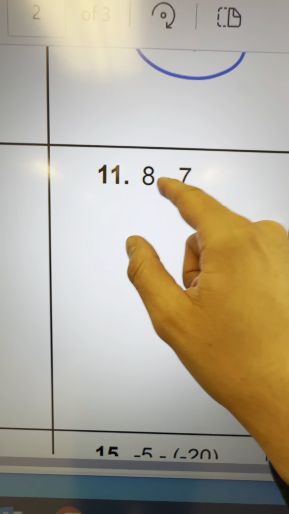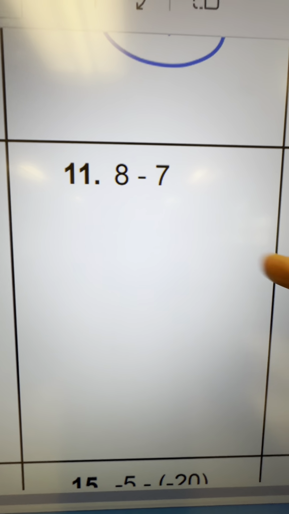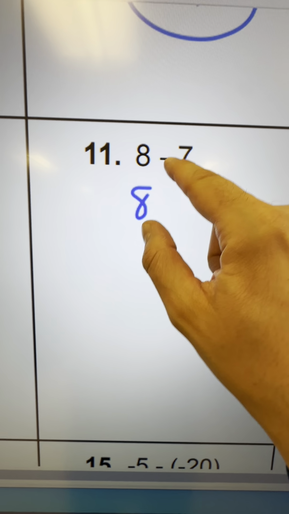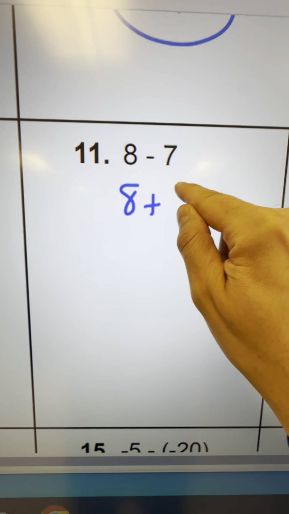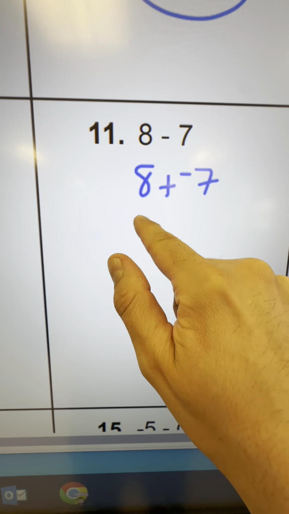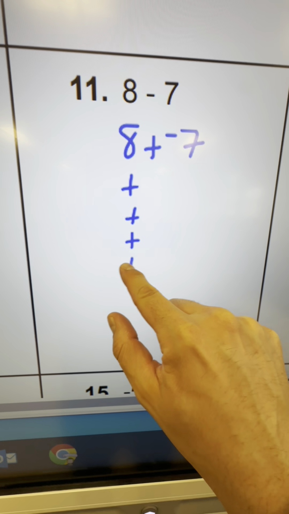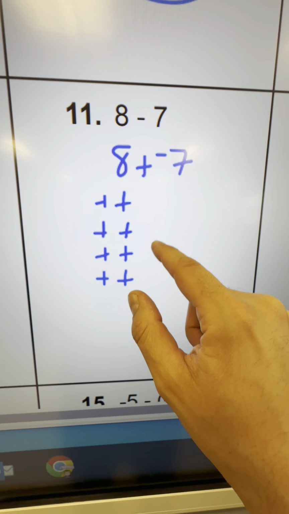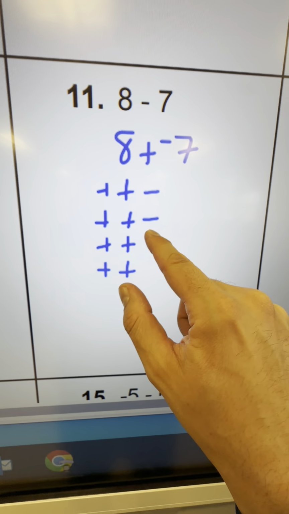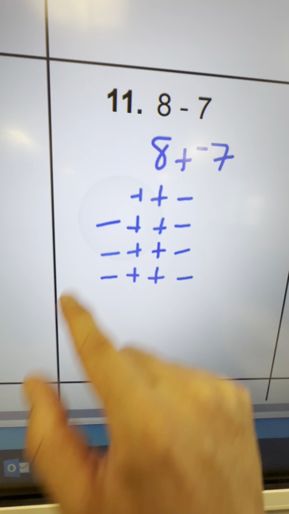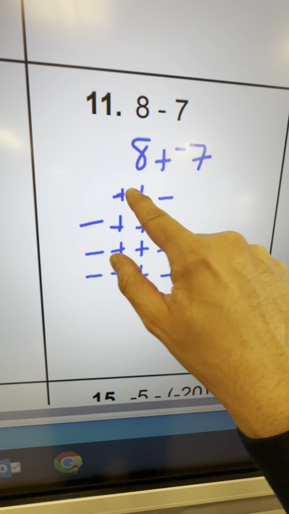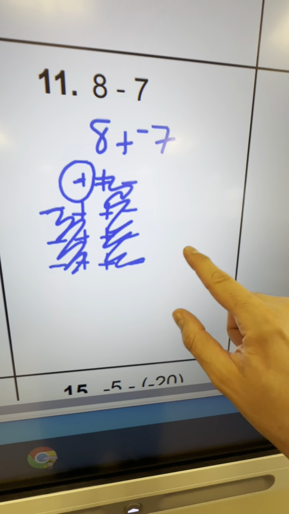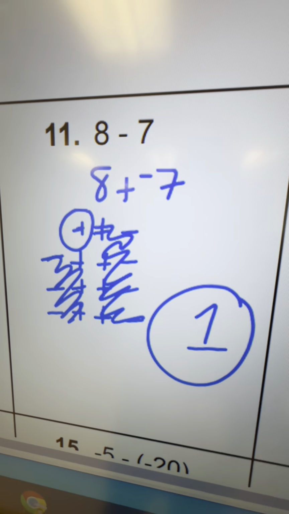All right, this next one, 8 minus 7, is pretty obvious. The answer is 1. But just to keep in the spirit of practicing rewriting as addition, keep this, change this, and change that to the opposite, so -7. If I draw this out, 1, 2, 3, 4, 5, 6, 7, 8 positives, and I'm adding 7 negatives. You can see that these cancel out, and we're left with 1 positive. So my answer is +1, as I mentioned before.